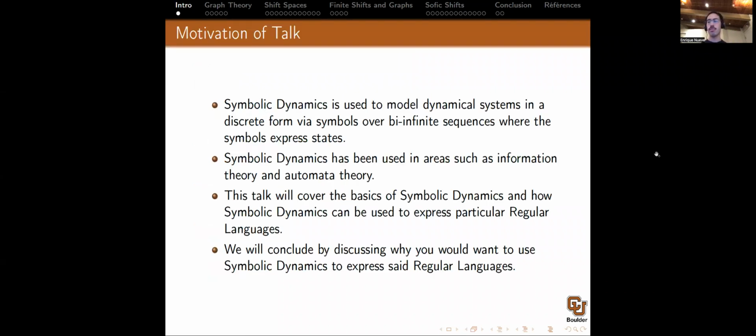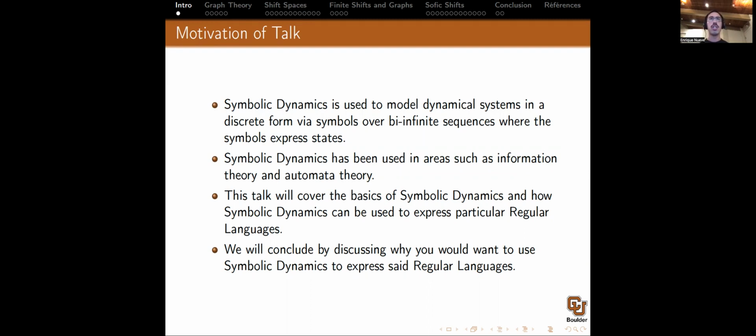Let's provide some motivation for this talk. What is symbolic dynamics? Symbolic dynamics is used in multi-dynamical systems in a discrete form via symbols over bi-infinite sequences where the symbols express states. Symbolic dynamics has been used for information theory and automata theory and other applications where dynamical systems is used.